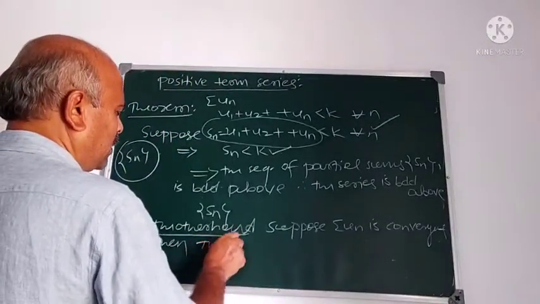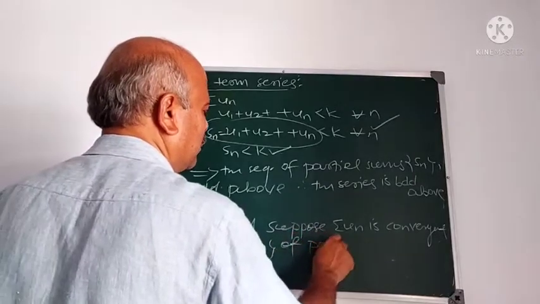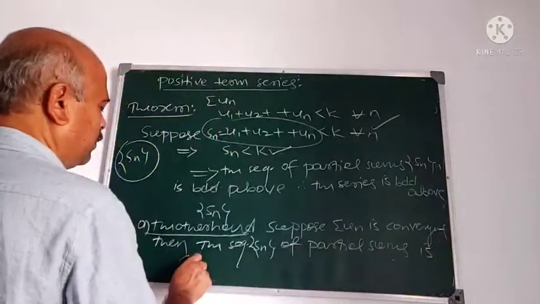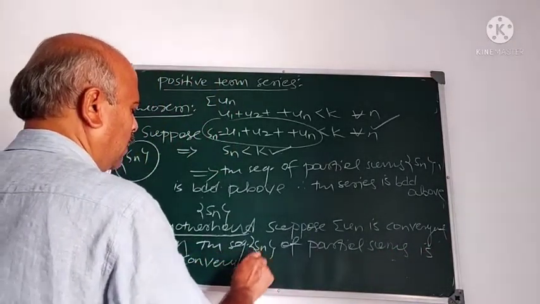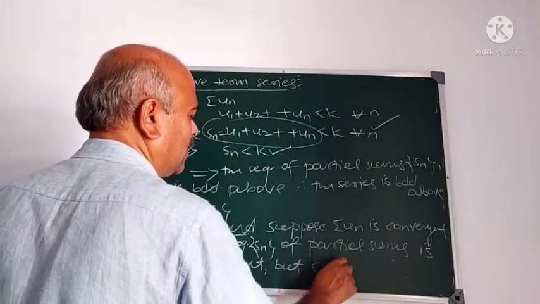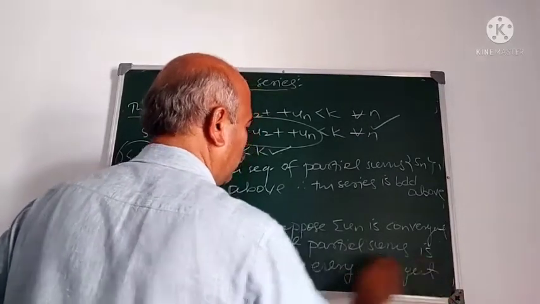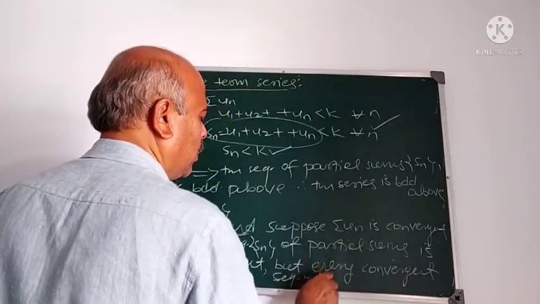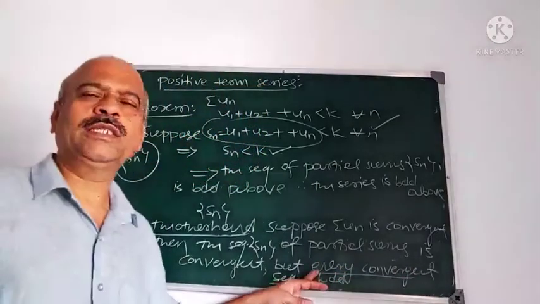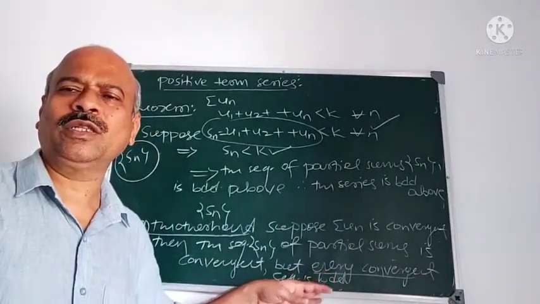Then the sequence Sn of partial sums is convergent. Now every convergent sequence is bounded. See where I have taken from this result? I have taken this result from sequences. Very beginning of the sequences you have studied all these things.